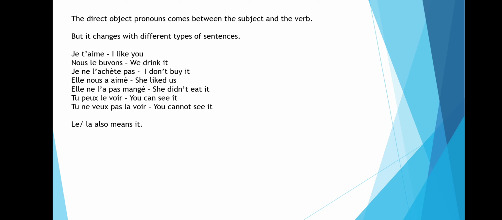Tu peux le voir, you can see it. Near future tense. Tu ne veux pas la voir, you don't want to see it. And that is a negative near future tense. And le and la also mean it, as well as him and her.